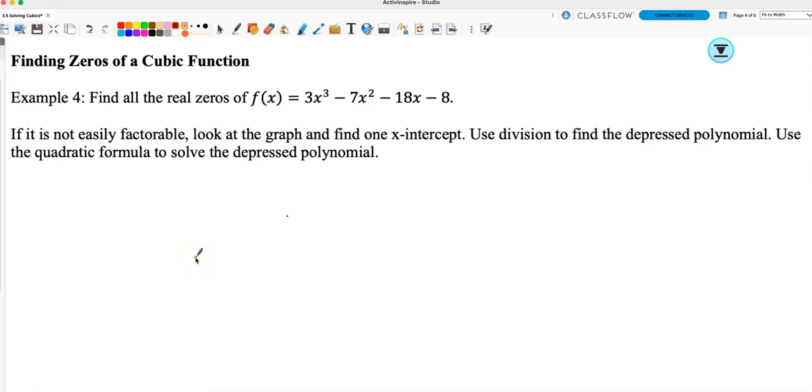All right, welcome to part 2. We are still trying to find the zeros or x-intercepts of a cubic, but these are a little bit more difficult because you can't factor them.